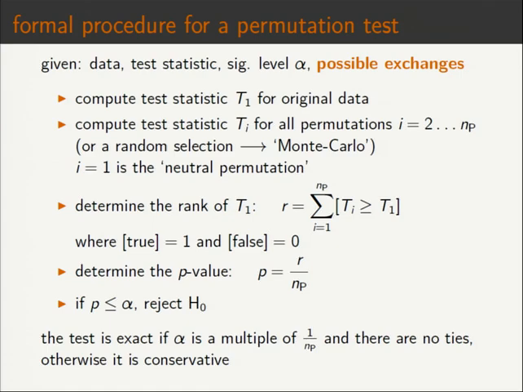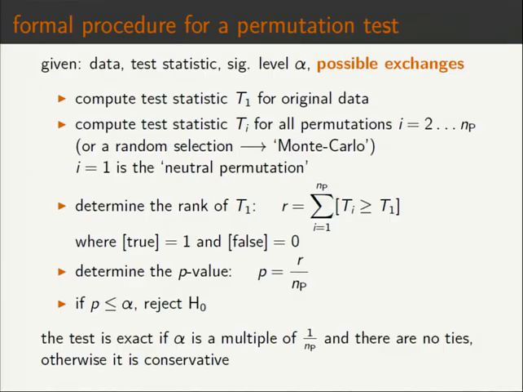But if we have these things, we first compute the test statistic for the original data, call it T1, because 1 is a neutral permutation, so it's based on the original data. Then we compute the test statistic for all permutations, Ti for i equals 2 to NP, where NP is the number of permutations that are possible. It is also possible to use a random selection if there are too many permutations to actually compute it for all the values. Here we can just take a random subselection of those permutations 2 to NP, but we have to keep the original, neutral permutation 1 in there.